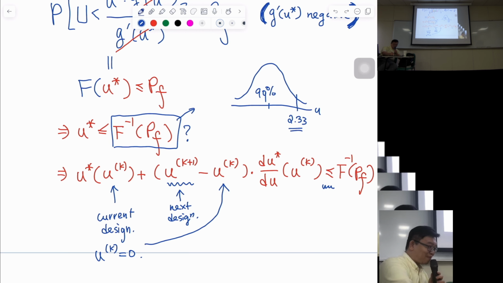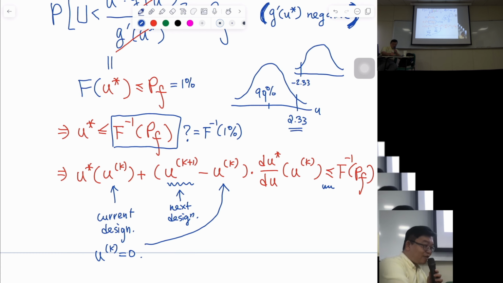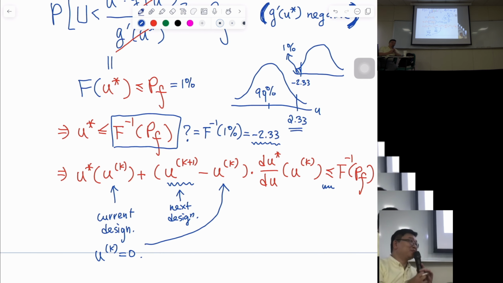No, not 2.33. Should be negative. Because we said this is 1%, right? So we are looking for F inverse of 1%. So F inverse of 1%, basically, if you have negative 2.33, then on the left-hand side, this is 1%. So in fact, this will be negative 2.33. That's how you inverse it. Because if you perform forward CDF, you put U value in, you get probability back. But if you inverse it, you put probability in, you get U back. So in fact, you are trying to find a design that has some U star that is smaller than negative 2.33.